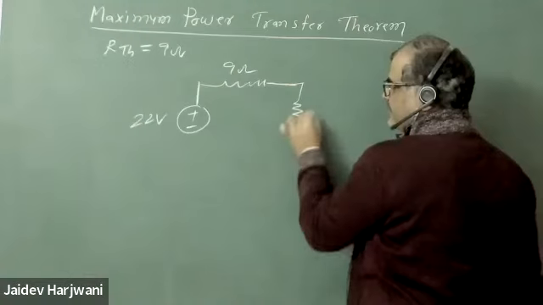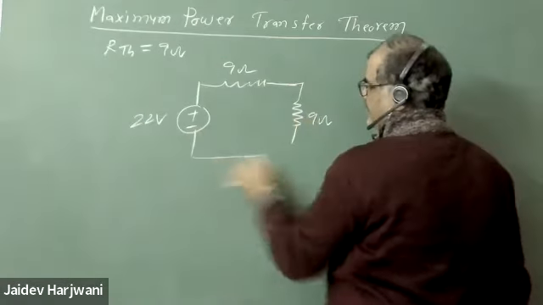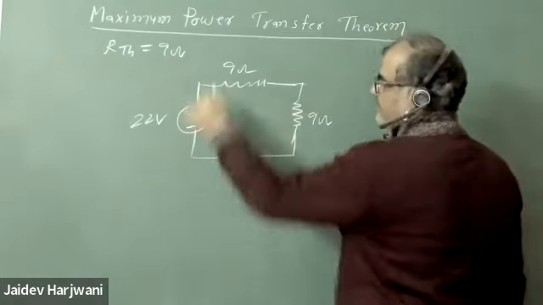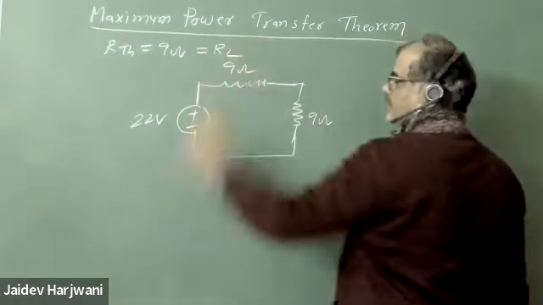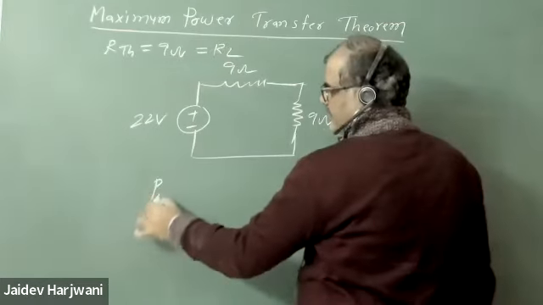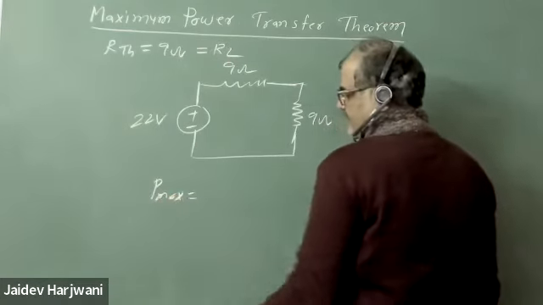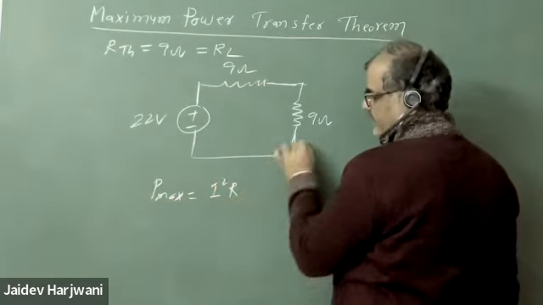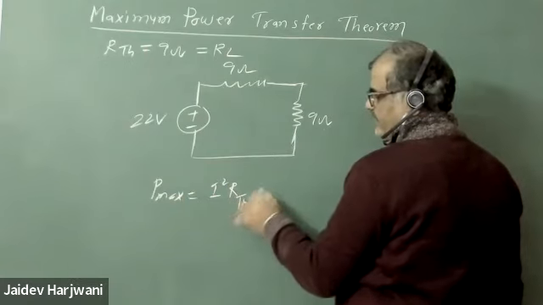So RL should also be 9 ohm if you want maximum power transfer, so I got the value of RL. Now the remaining thing is to calculate P max. So P max is what? Again I square RThevenin. Now what is RL? RL is RThevenin.